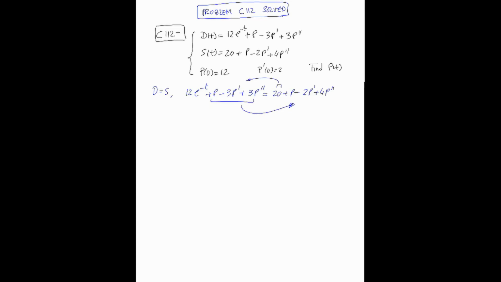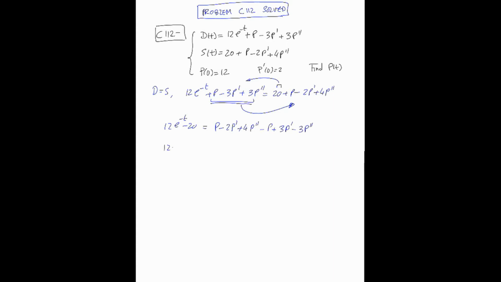So on the left hand side we have 12 e to the minus t minus 20 equals, on the right hand side, first what was there, p minus 2p prime plus 4p double prime, and everything here moves to the other side with signs changed. What is positive moves as negative, and what is negative moves as positive: minus p plus 3p prime minus 3p double prime.